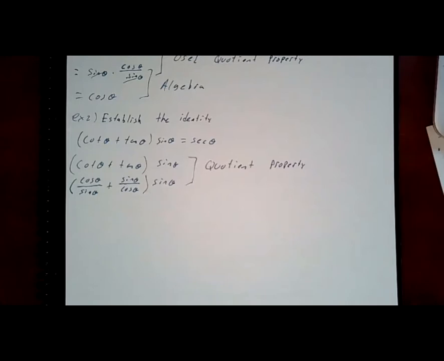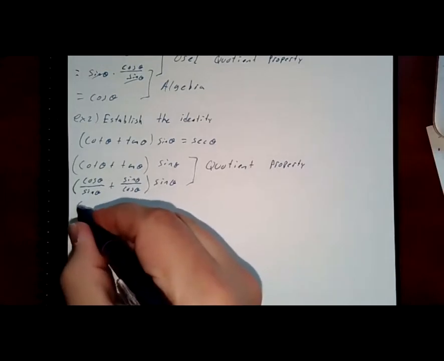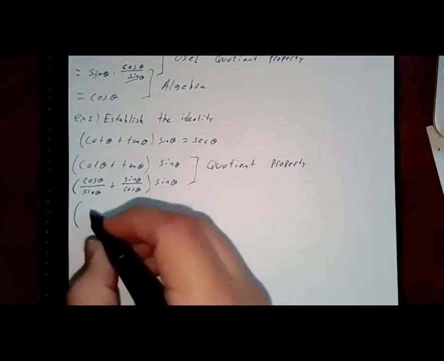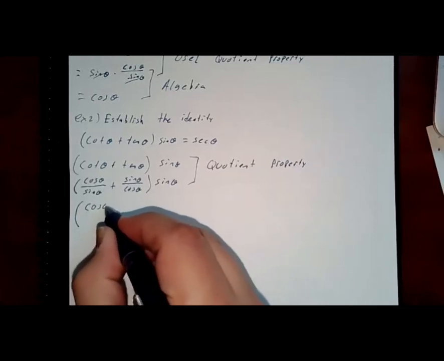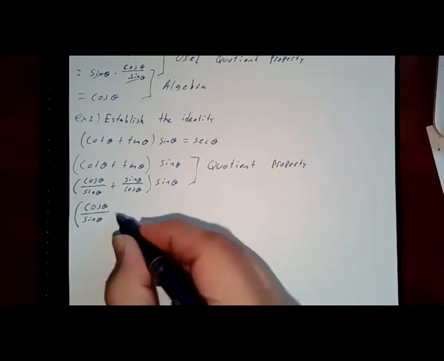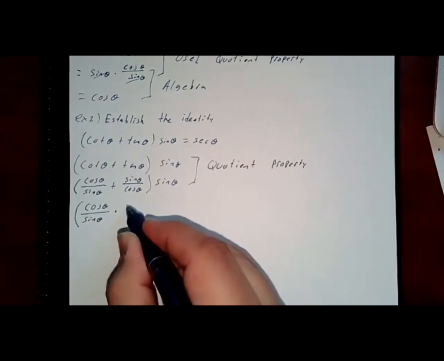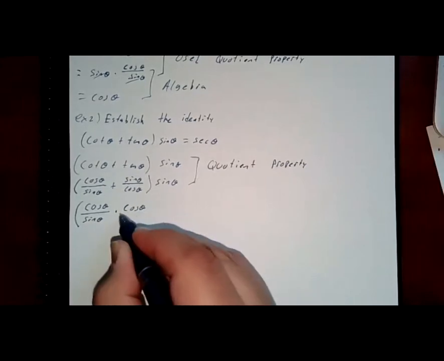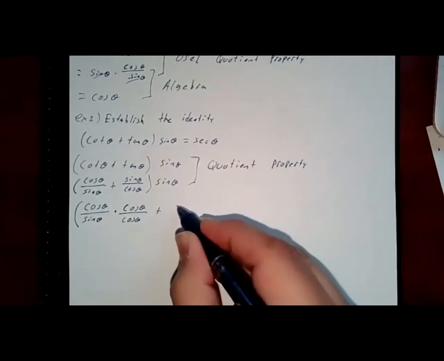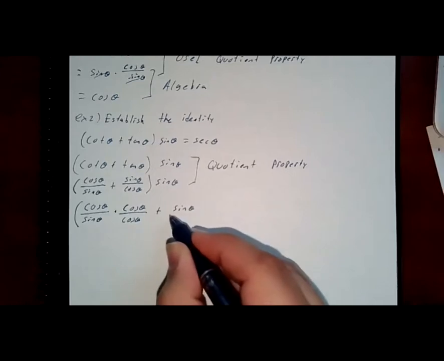Okay. Now I'm going to add these fractions. In here I have two fractions, so we're going to add those up. We have an LCD of sine and cosine. This section will require you to be good at fractions because you're going to have to fix this. So the LCD would be sine cosine. So multiply the first fraction by cosine, and multiply the second fraction by sine.